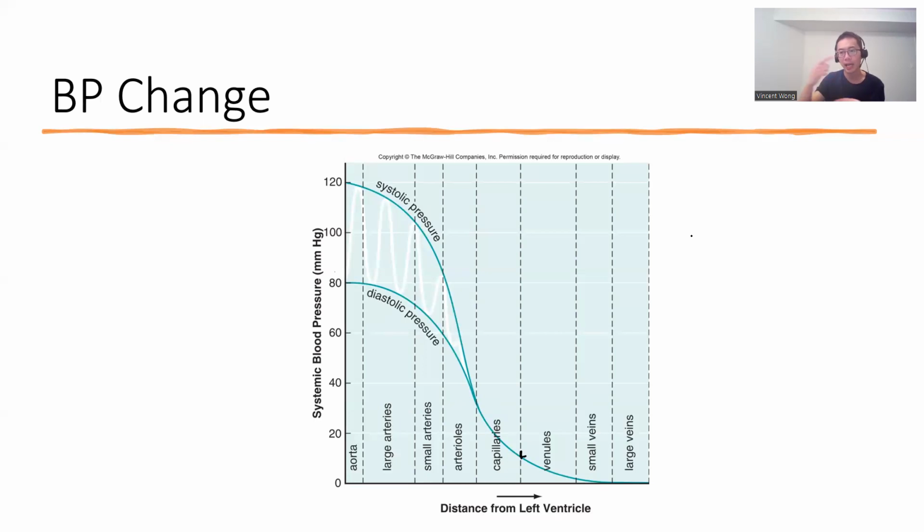So that is the change in blood pressure when the blood moves away. You have some fluctuation in the beginning, but overall it's going down. And then you have almost no pressure when it's in the vena cava. Okay, so that's the first graph.